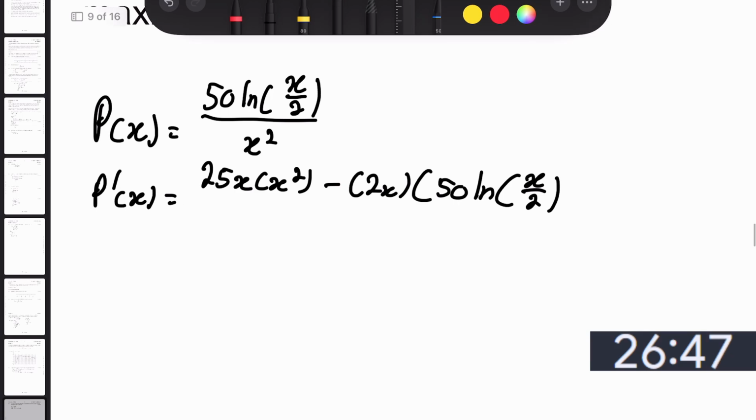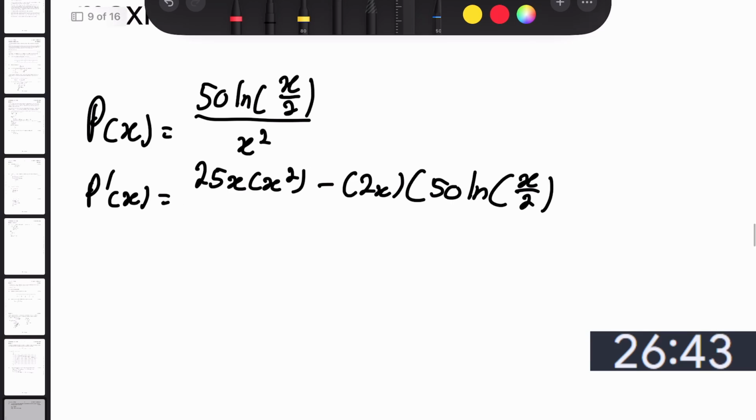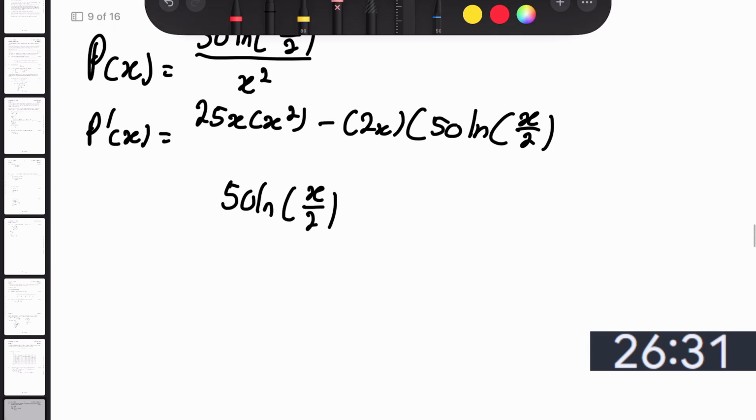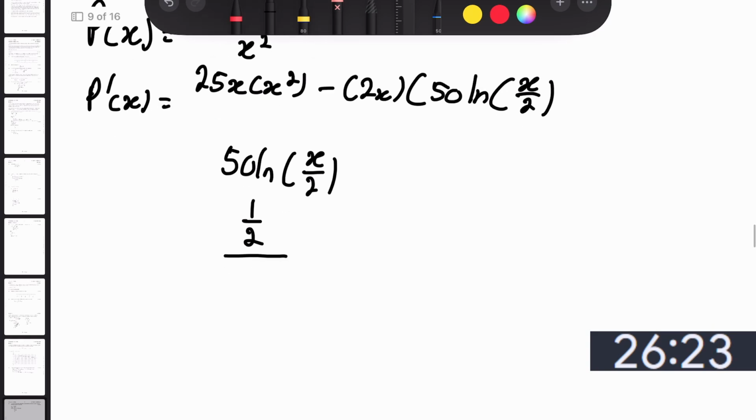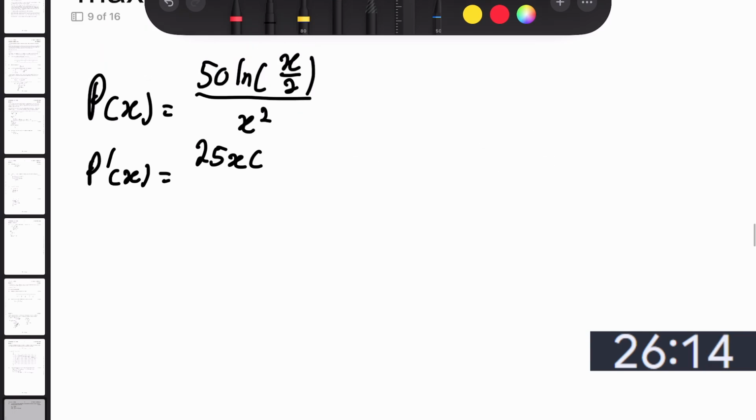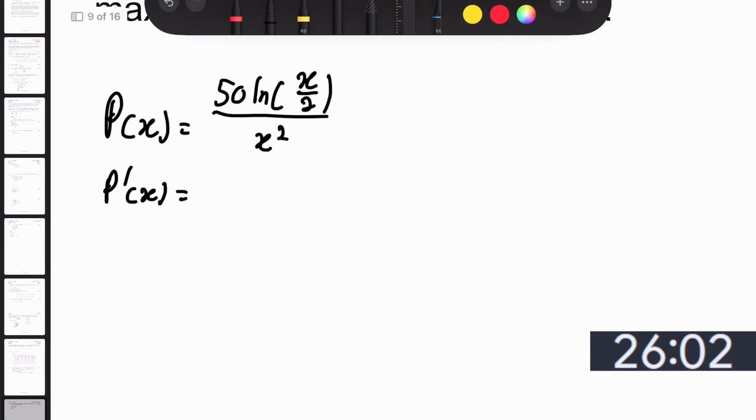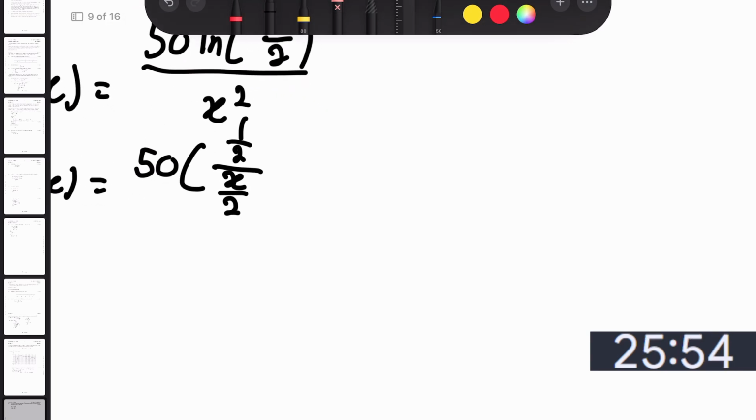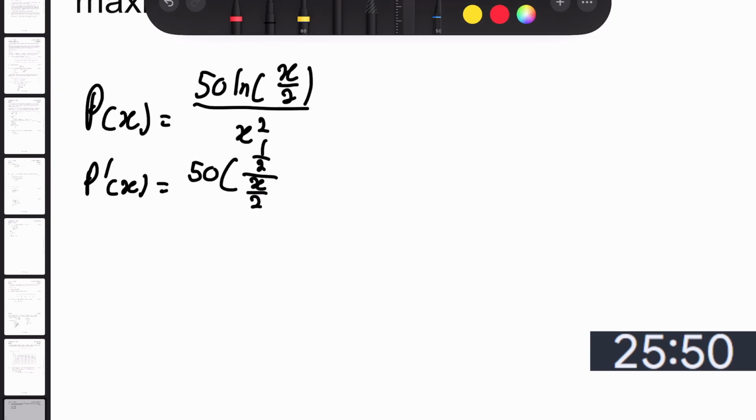Wait a minute. Oh, that's right. So it's 50 ln of x on 2. Oh, I know, it's going to be the derivative of the top just times that. Okay, we have to redo this, I think. Just differentiating an ln function. So the derivative and then divided by the actual function on the inside. So it's going to be 50 times 1 on 2 over x on 2. Now that 2 is going to go to the top. It's actually going to multiply by a half, so that's just going to be 1 on x.